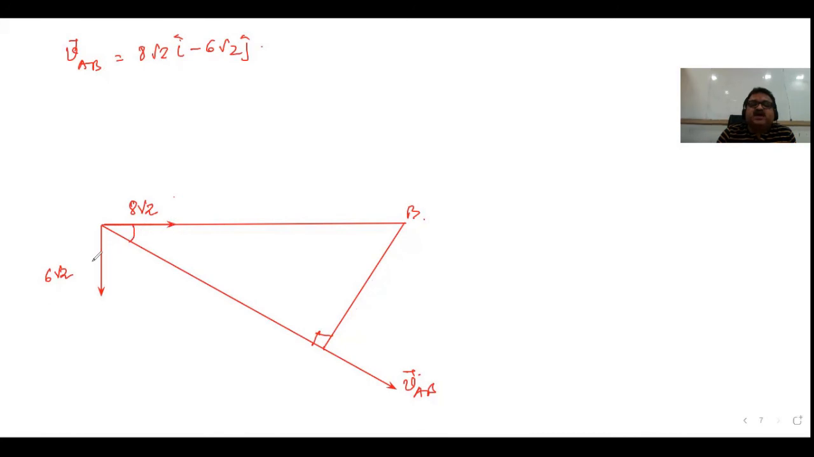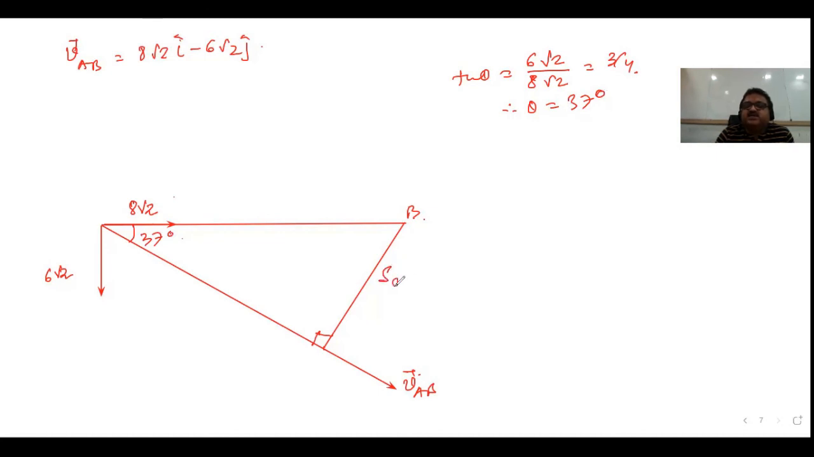What is the value of the height? Height is 6 root 2 and base is 8 root 2. So tan theta is equal to 6 root 2 by 8 root 2, that is equal to 6 by 8, that is 3 by 4. And we know that is equal to 37 degree. So 37 degree. Okay.